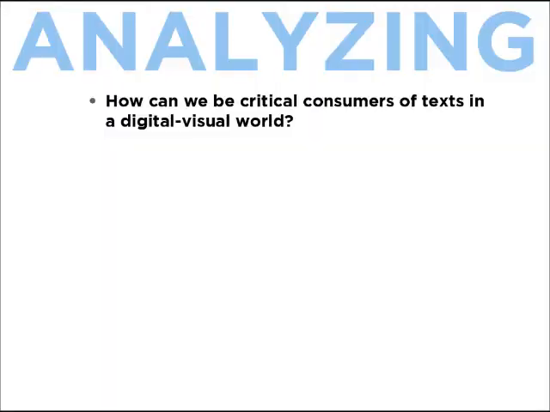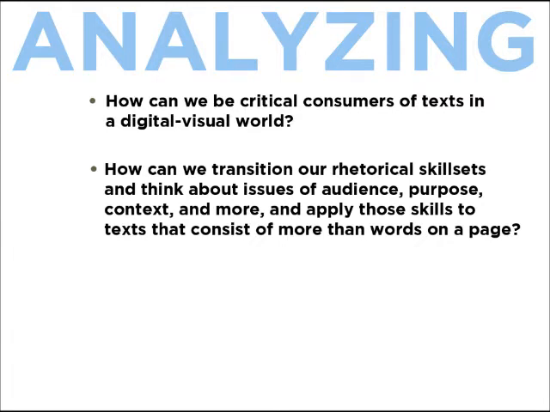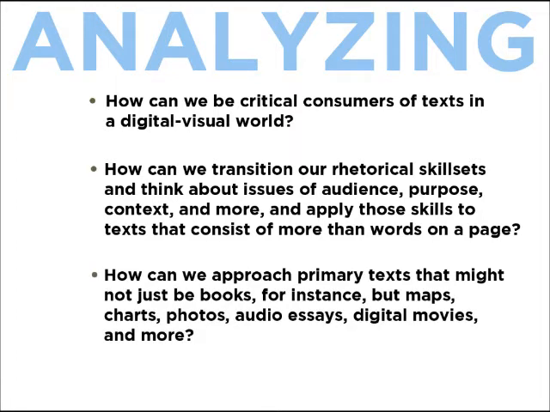In the first workshop on analyzing multimodal text, we'll address questions like these. How can we be critical consumers of text in a digital visual world? How can we transition our rhetorical skill sets and think about issues of audience, purpose, context, and more, and apply those skills to text that consists of more than just words on a page? And how can we approach primary text that might not just be books, essays, or articles, for instance, but maps, charts, photos, audio essays, digital movies, and more?